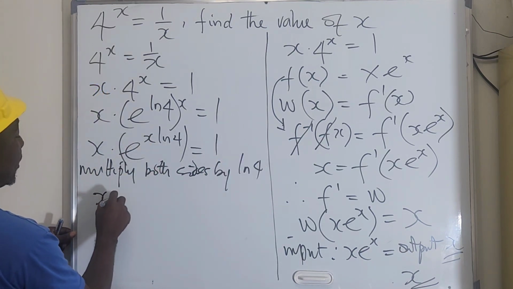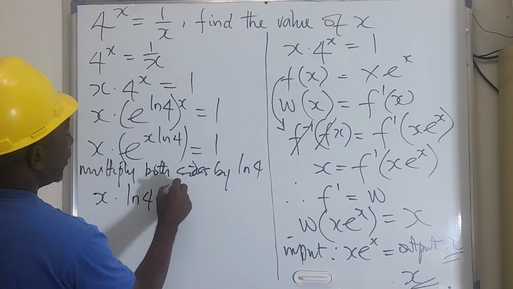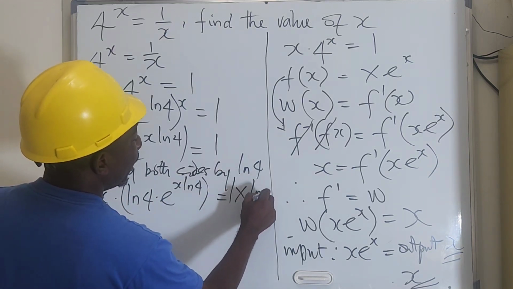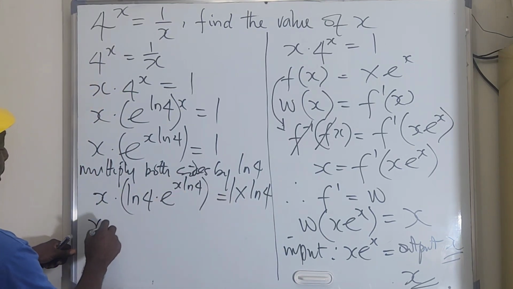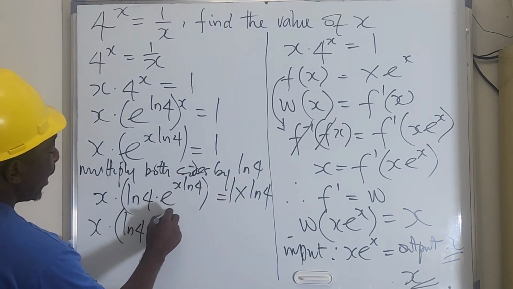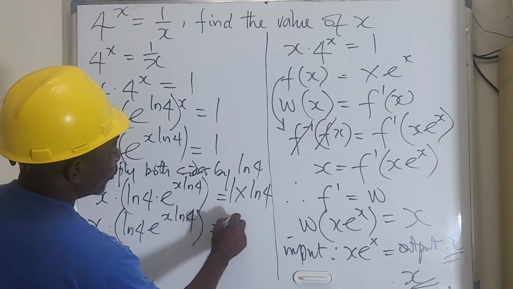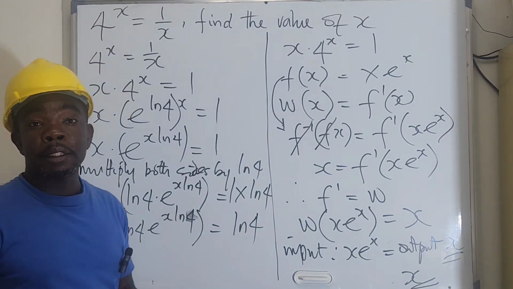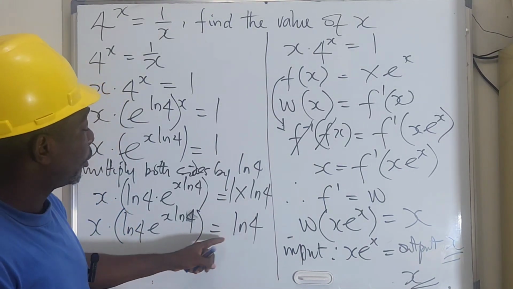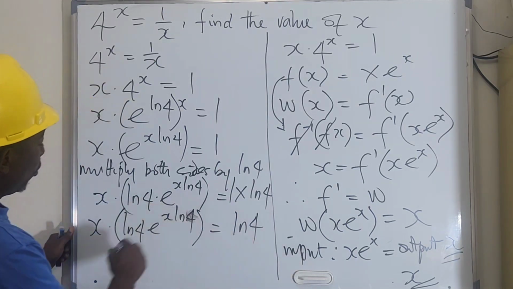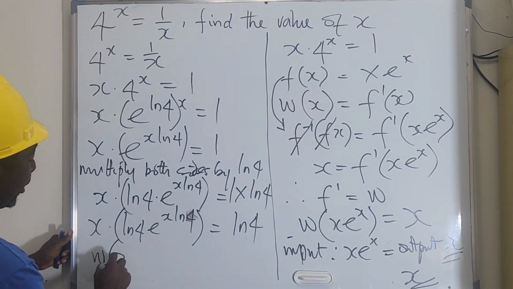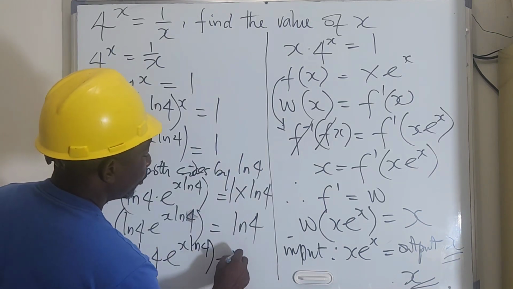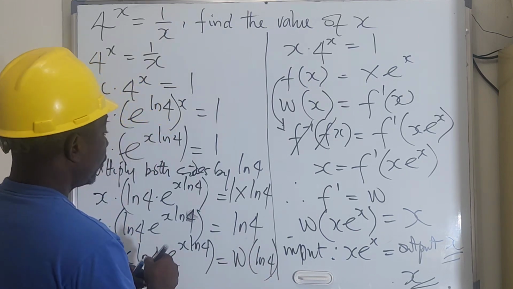So here will become x ln 4 times e to the power of x ln 4, and this equals 1 times ln 4. This is the same thing as x ln 4 e to the power of x ln 4 equals 1 times ln 4, which is ln 4. So here we can introduce a Lambert W function into this equation, on the left hand side and the right hand side. So we are going to have W of x ln 4 e to the power of x ln 4 equals W of ln 4.